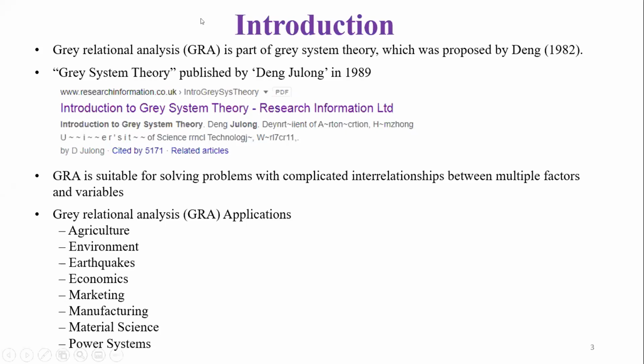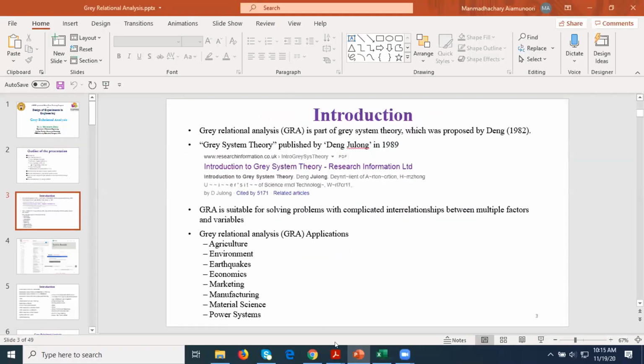This gradation analysis is a part of the grey system theory. This theory was proposed by Deng in 1982, and the grey system theory was published by Deng in 1989. You can see this is his publication, with almost 5,171 citations. Actually, this is the main paper, that means the base paper of this gradation analysis.